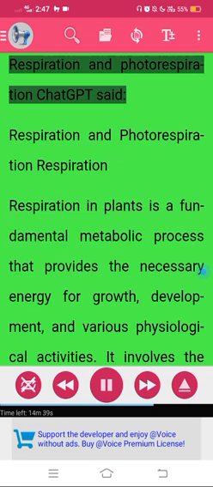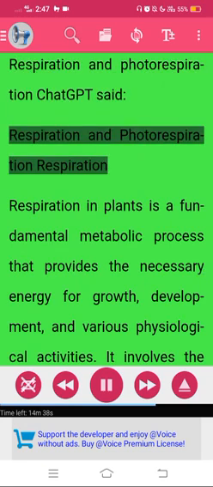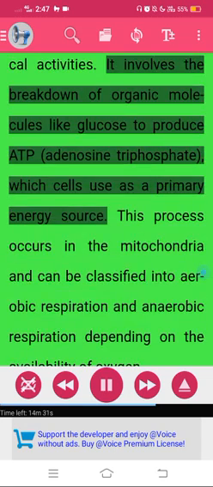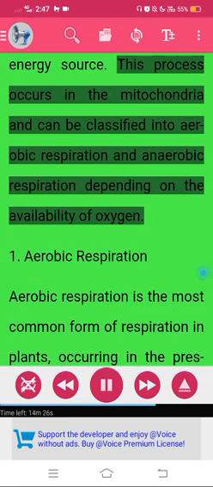Respiration and photorespiration. Respiration. Respiration in plants is a fundamental metabolic process that provides the necessary energy for growth, development, and various physiological activities. It involves the breakdown of organic molecules like glucose to produce ATP, adenosine triphosphate, which cells use as a primary energy source. This process occurs in the mitochondria and can be classified into aerobic respiration and anaerobic respiration depending on the availability of oxygen.